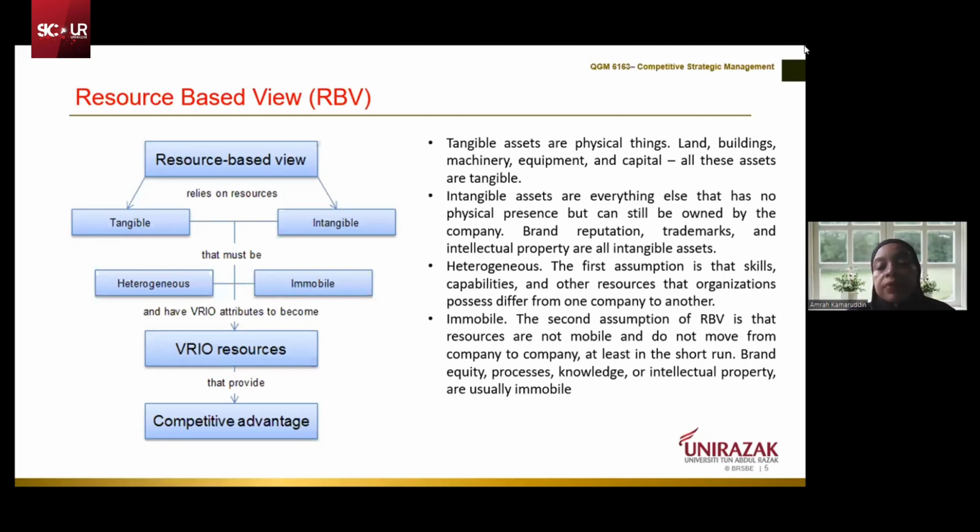Heterogeneous means, for example, your teamwork, your skills, your people inside, and other companies acknowledge your heterogeneity. Why? Because you have something which other people don't have. For example, look at Google. What sort of heterogeneity do they have? They have a very good quality of people. The team is very, very good.